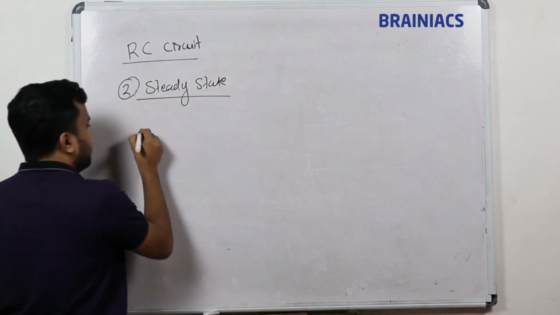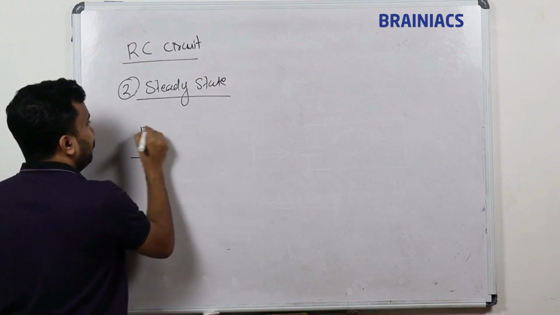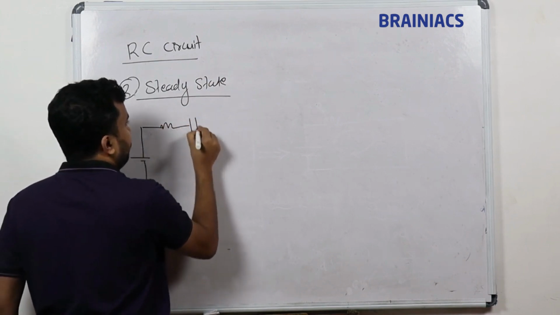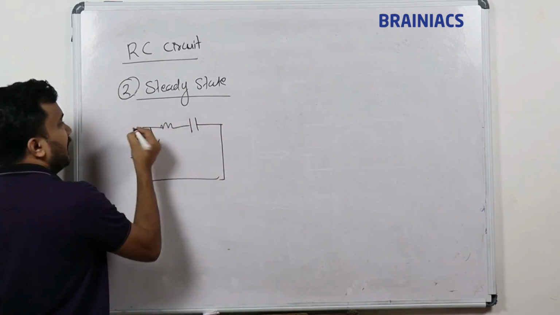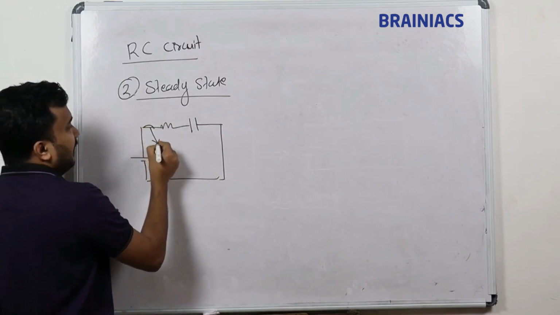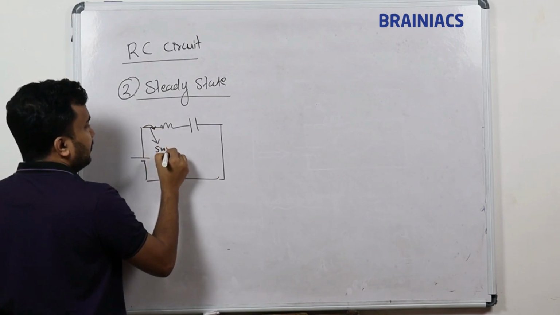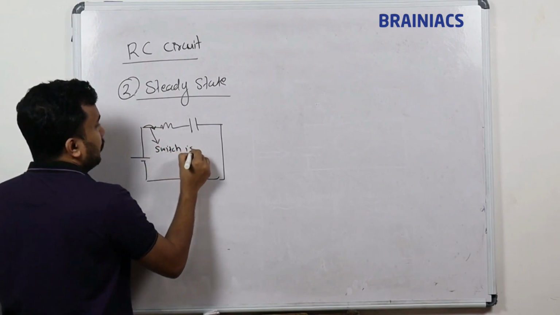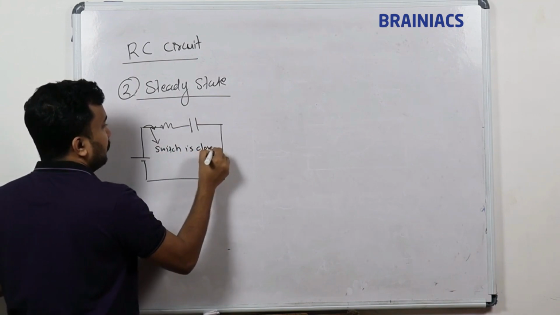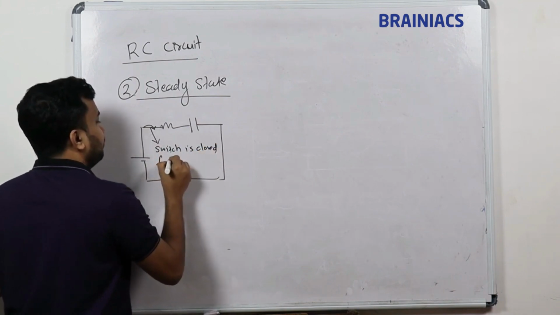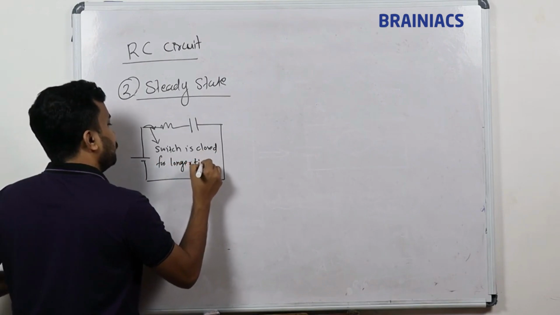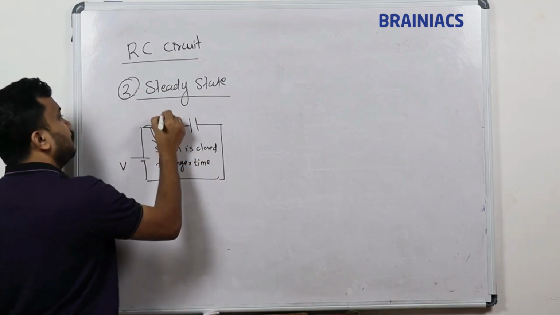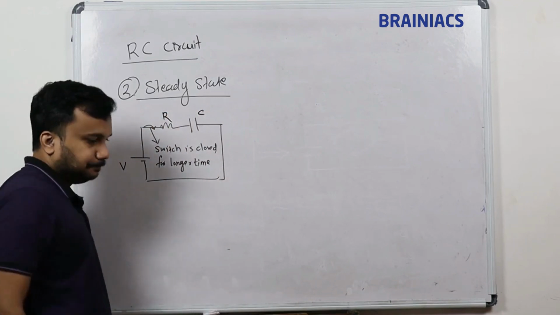Steady state, the representation is the same way. We have a resistor and we have a capacitor. The difference is that here we have a switch, right? And the statement is like this: the switch is closed for a longer time. Switch is closed for a longer time means voltage, resistance, capacitor.